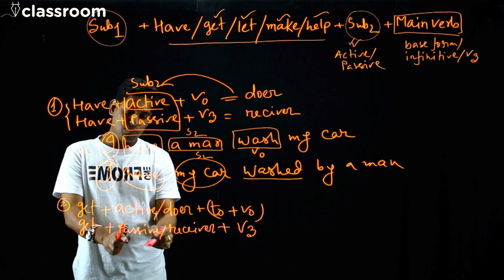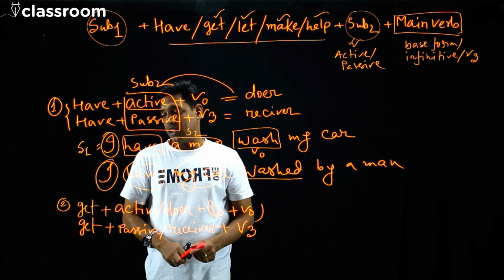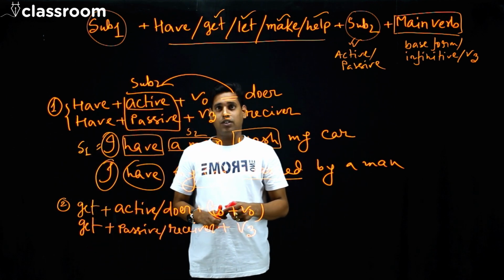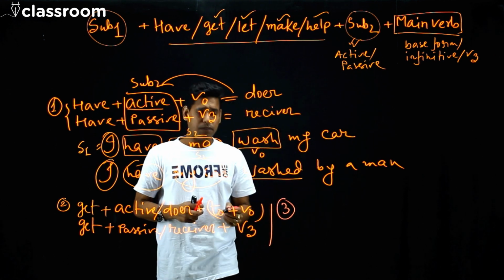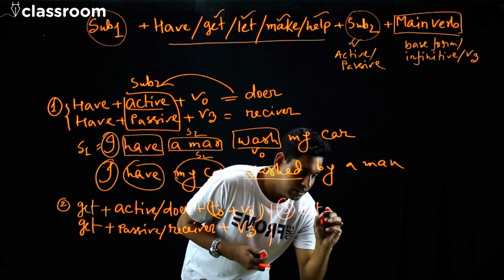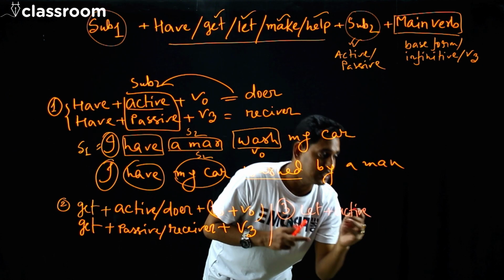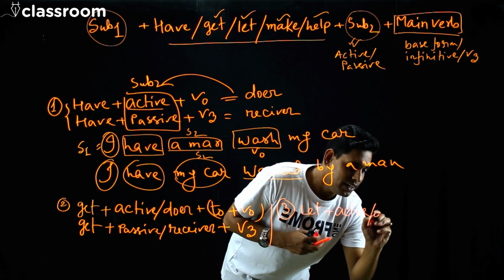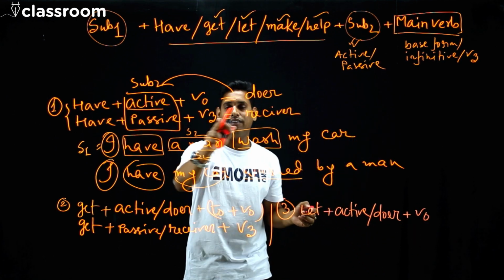If it is in passive tone or receiver format, you need to bring the past participle form. Now, I'd like to give the example of the rules of let. What happens in let? In case of let, that is almost similar, with a few differences. If the subject is in an active tone, I mean in a doer format, you need to bring the base form of the verb, almost similar to the have format.